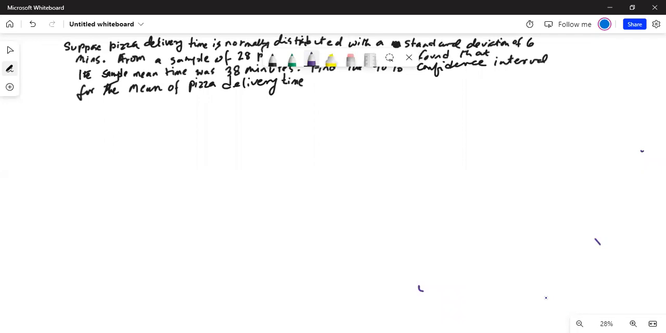Suppose pizza delivery time is normally distributed with a standard deviation of 6 minutes. From a sample of 28 pizza deliveries, it was found that the sample mean time was 38 minutes. Find the 90% confidence interval for the pizza delivery time. Okay, so solution.